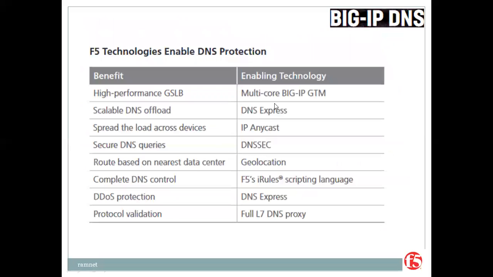And here are the benefits and enabling technologies: high performance GSLB given by the multi-core BIG-IP GTM. Scalable DNS offload with DNS Express. Spread the load across devices with IP anycast. Securing the DNS queries with DNSSEC. Route-based nearest data center with geolocation. Complete DNS record control with F5's iRules scripting language. With iRules we can write a lot of things; it's like a shell script only. DDoS protection, DNS Express, protocol validation, full layer 7 DNS proxy.